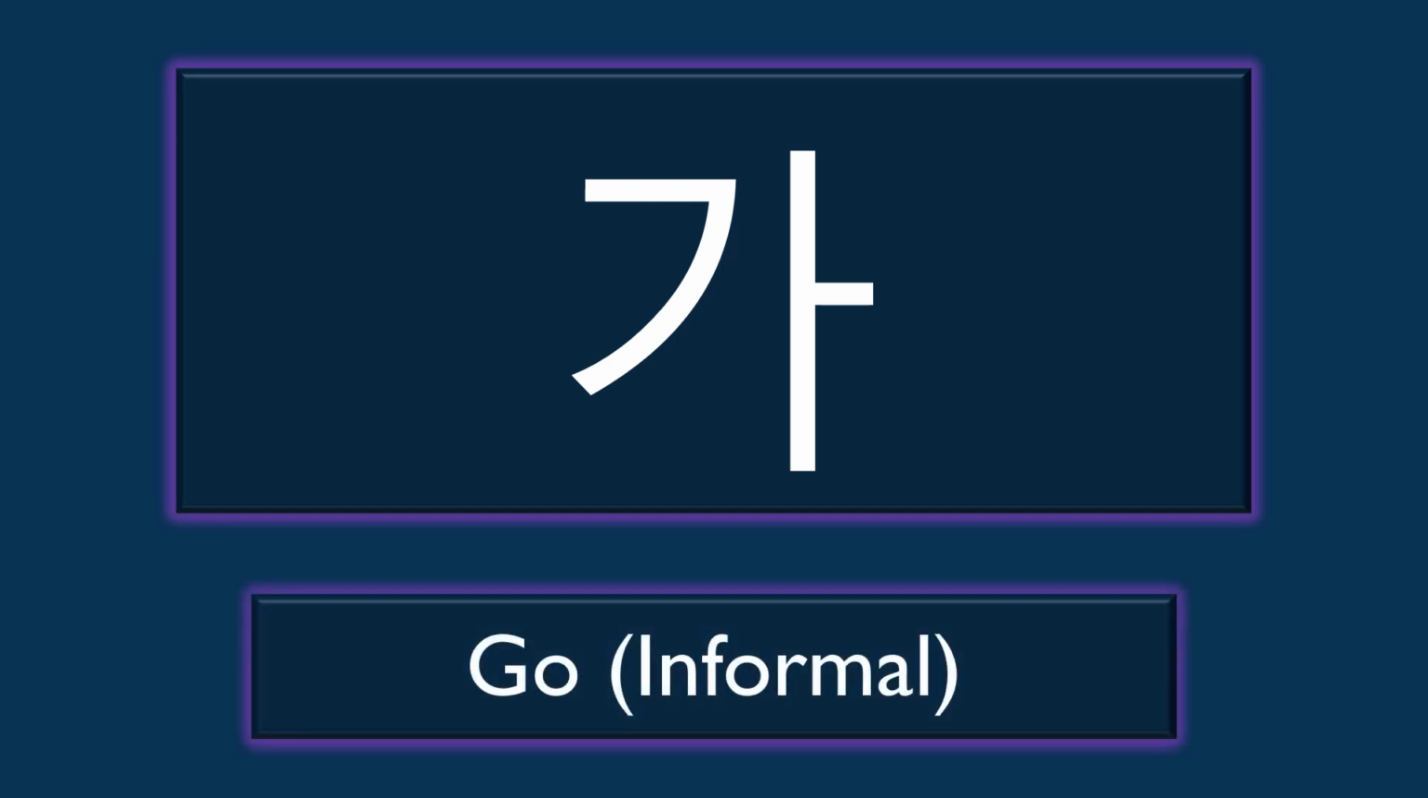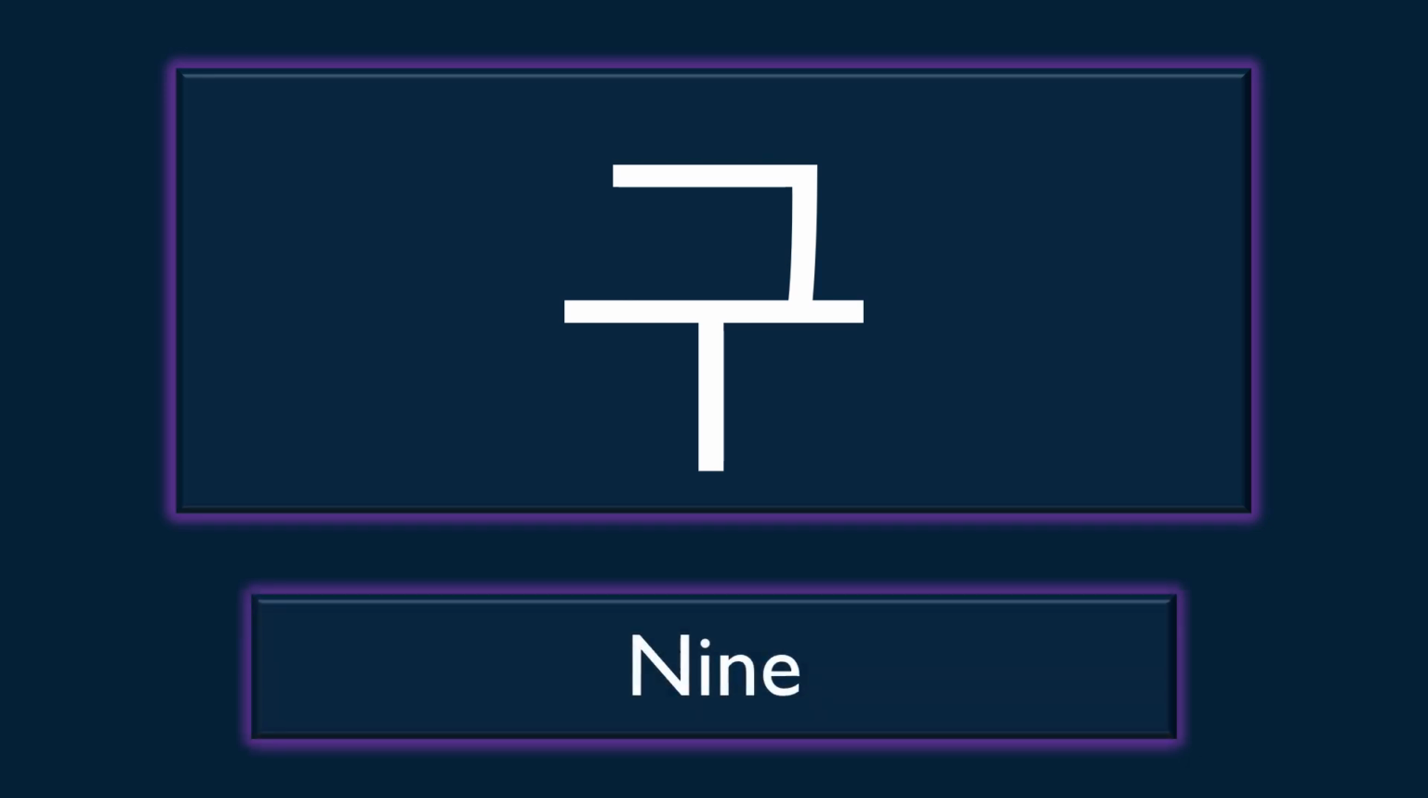This word is read as ga, which means go in an informal way. Since it's informal, you're allowed to say this to your friends or to anybody who is younger than you. But I'm not telling you to go. We're just getting started. Now, this another one. This word is read as gu, which means 9.